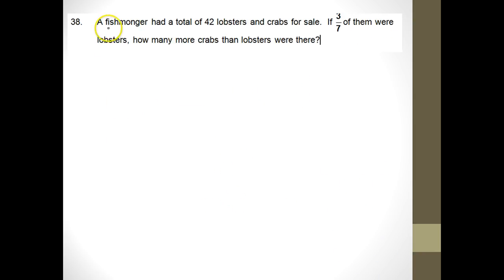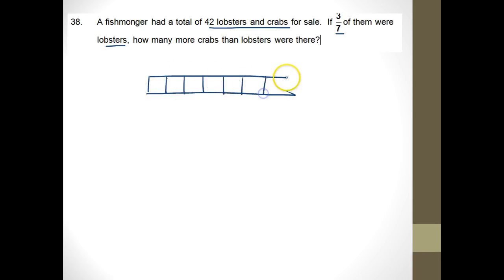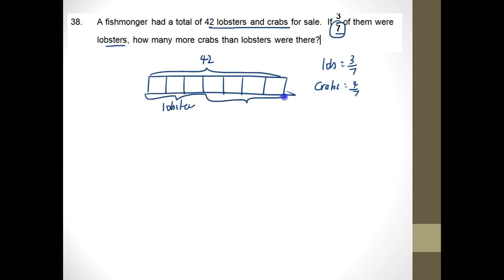Question 38. A fishmonger had a total of 42 lobsters and crabs for sale. If 3 of them were lobsters, so I know they are altogether 7 units. 1, 2, 3, 4, 5, 6, 7 units. Total of 7 units, 42 lobsters and crabs. So lobsters is 3 units, and the crab is 4 units.